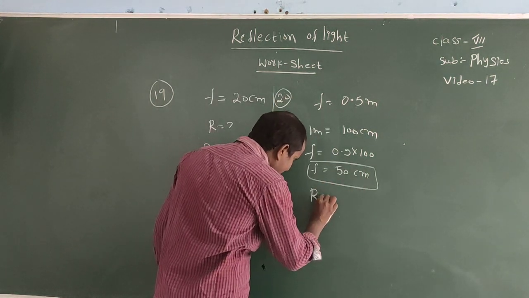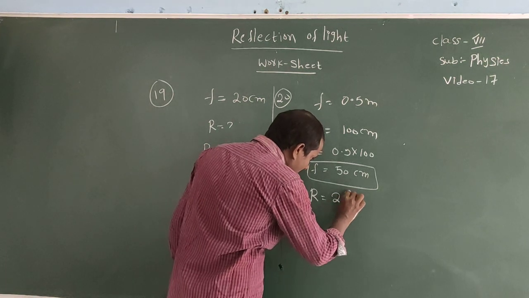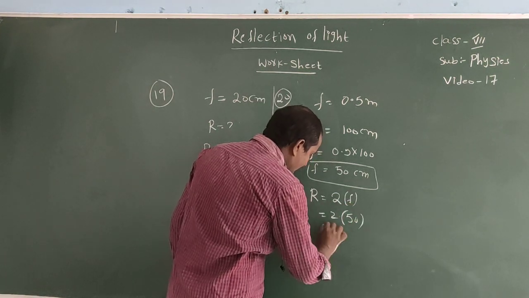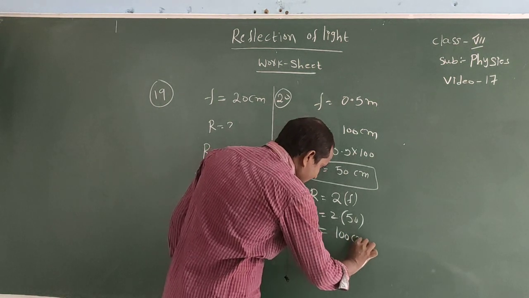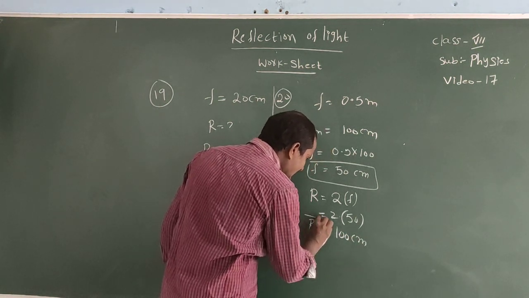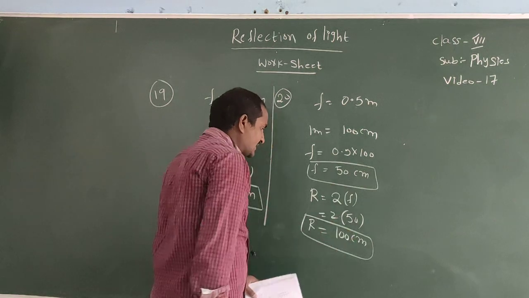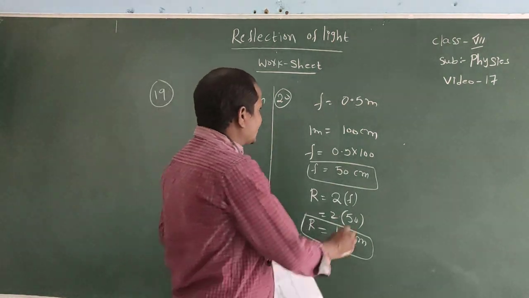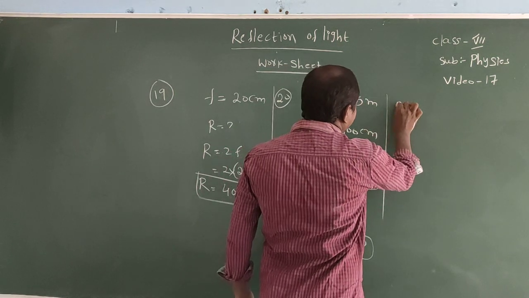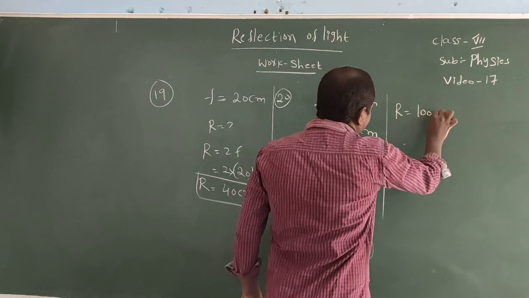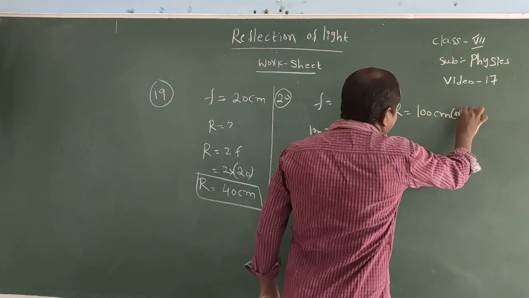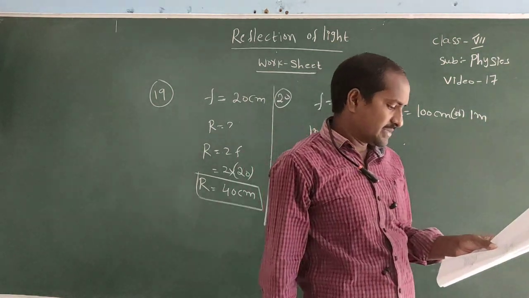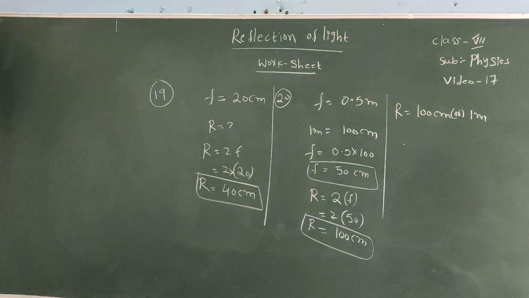Therefore, radius of curvature R equal to 2 into f, that equals 2 into 50, that is 100 centimeters. So radius of curvature equals 100 centimeters, or we can write 1 meter also.